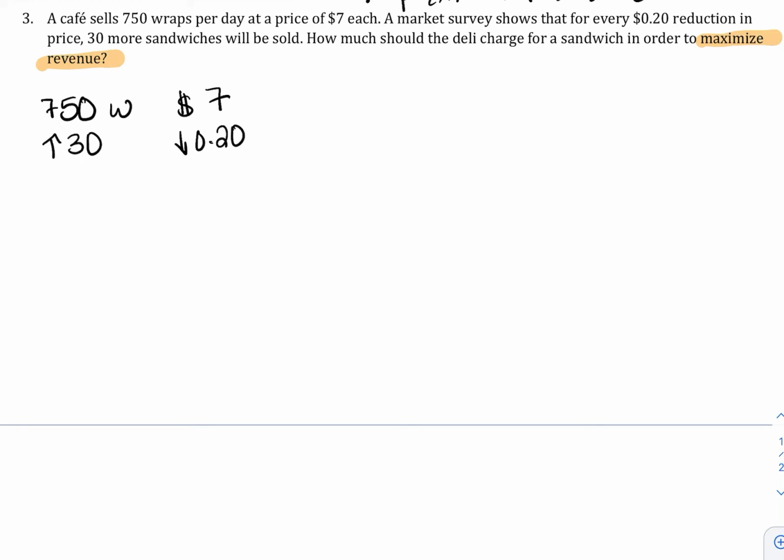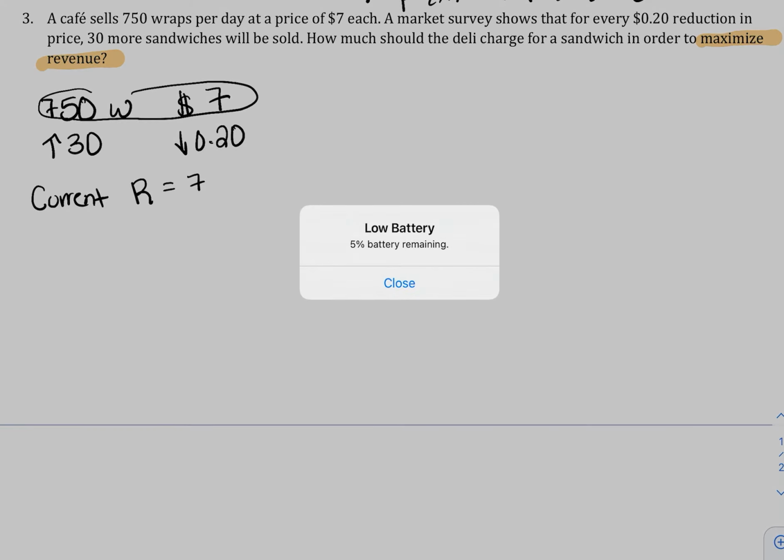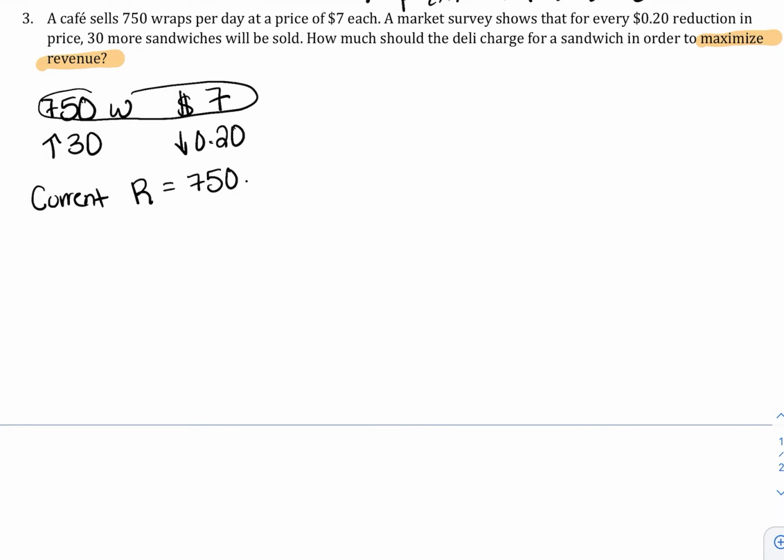So currently, what I'm going to do is I'm going to do my current revenue. My current revenue, which remember, current revenue means price times how many you're selling. So that's 750 and 7. So my current revenue is 750 times 7. Now we need to look at what happens when we change things.